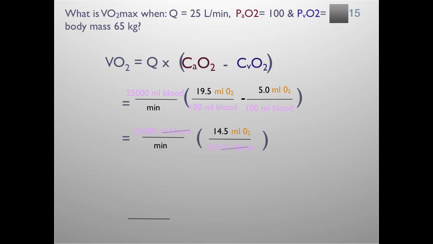Milliliters of blood cancels out. And if I take 25,000, multiply it by 14.5, and divide by 100, I'm going to get an absolute VO2 value of 3,625. If I'm interested in finding out the relative value, I would divide by body mass, and that would give me a very nice VO2 max of 55.8 mL of oxygen per kilogram per minute.